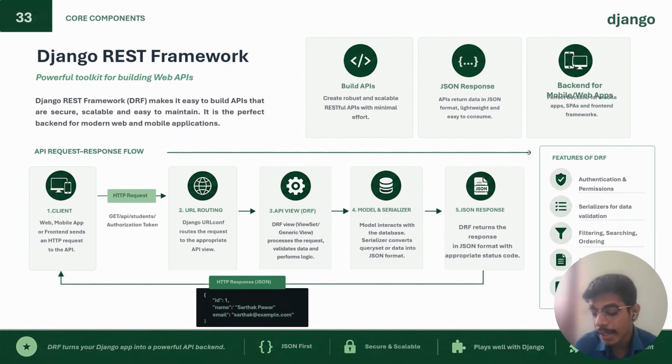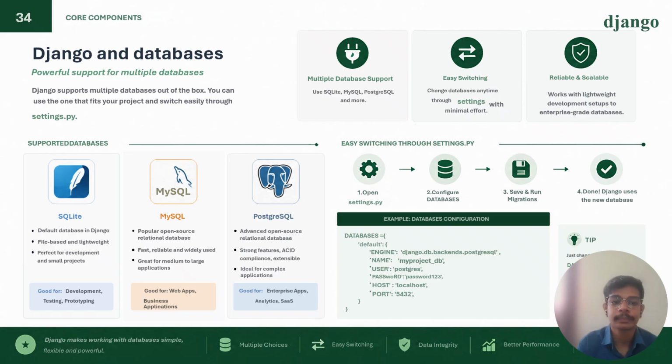After learning about APIs, let's understand how Django works with different databases. One of Django's biggest strengths is that it works with different database systems. By default, Django uses SQLite, which is lightweight and ideal for development and small projects. After updating the configuration, we can run the migrations and Django automatically works with the new database. This flexibility allows developers to choose the database that best suits their requirements.